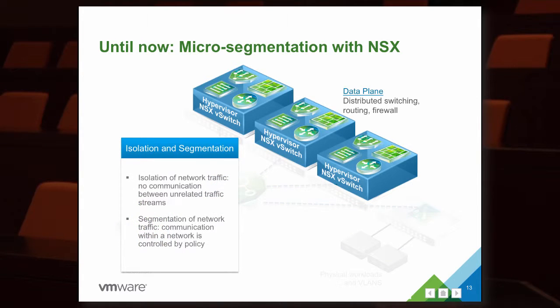So inside of the data plane, this is where we're getting our isolation and segmentation. We're ensuring that we have no communication between unrelated traffic streams. We can provide for firewalling right down to the virtual machine layer. We can provide for load balancing right into the application stack. And we're able to do all this while ensuring that we remain flexible, because everything is happening inside of the hypervisor. So our network is just as scalable as our hypervisor and our compute platforms.